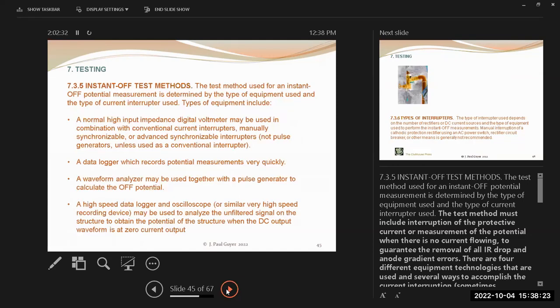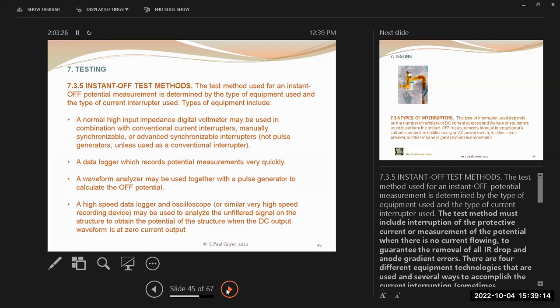Testing with the instant off test method. The test method used for an instant off potential measurement is determined by the type of equipment used and the type of current interrupter used. Types of equipment include a normal high input impedance digital voltmeter, which may be used in combination with conventional current interrupters, manually synchronizable interrupters, or advanced synchronizable interrupters, not pulse generators unless used as a conventional interrupter.